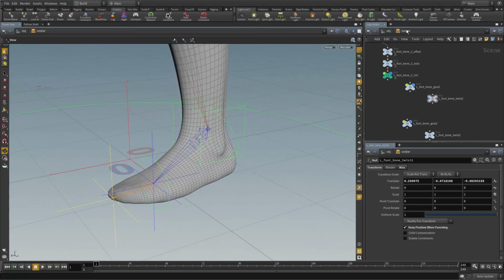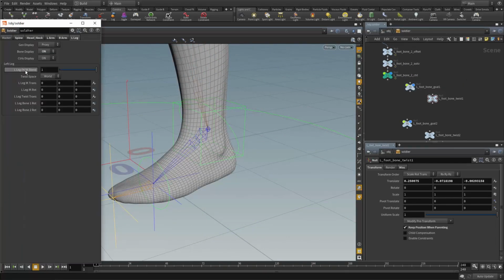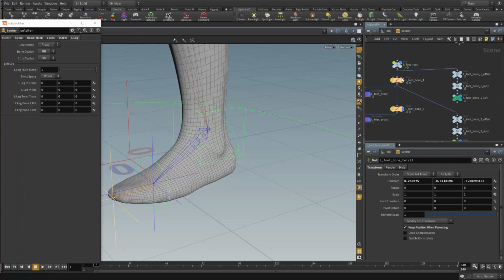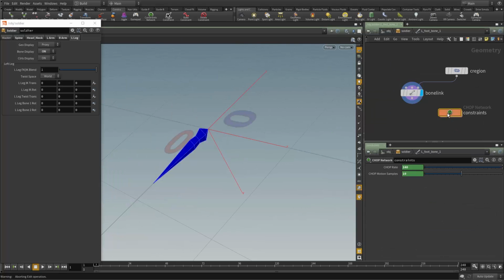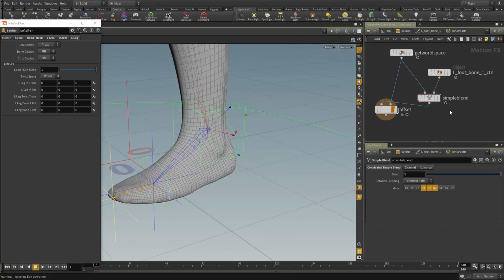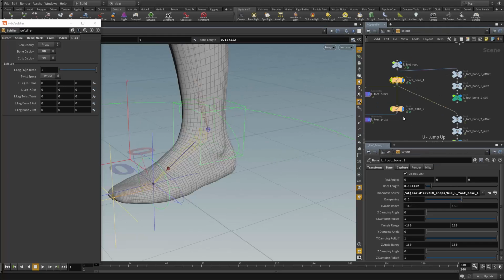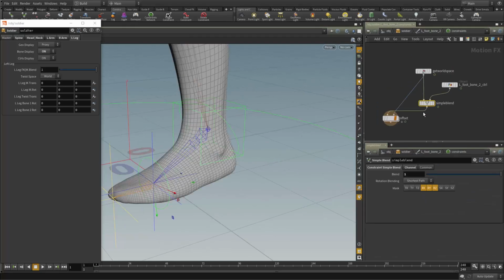So now we want to bring this IK-FK blend and use it to drive our constraints. So we'll take the simple blend, drop that in there, and again we want to negate it. So 1 minus. So when this blend is in IK mode, the constraint is off. We'll copy that. Do the same for our toe bone.